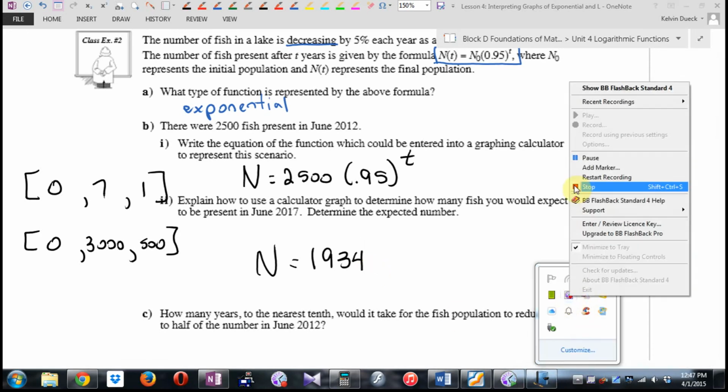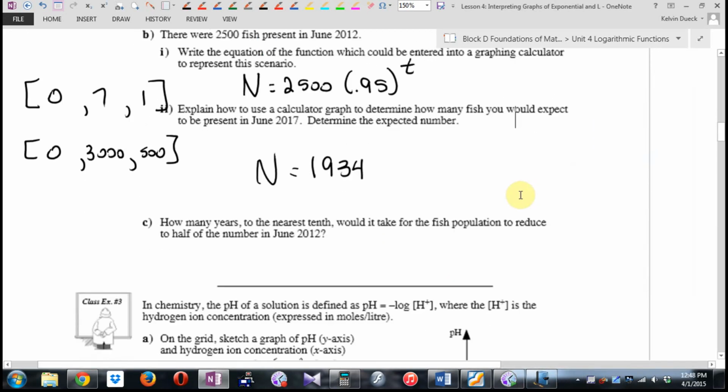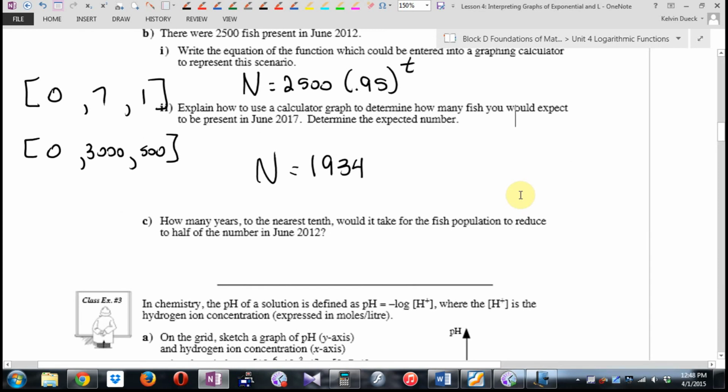Okay, pause. Hey, let's look at part C. Logan, what are they asking me to find in part C? How many what? Okay, I'm going to ask you the same question. Years. Are they asking me to do a Y calculation or an X calculation? Go look at the original equation. Where is time, years, sitting? Where the Y is or where the X is?